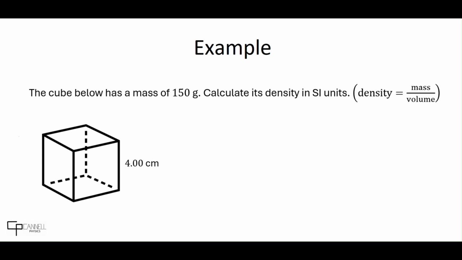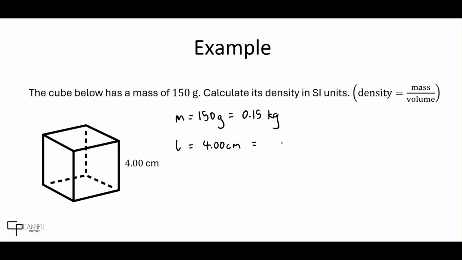Let's do an example. Here we are asked to calculate the density of this cube, which has a side length of 4 centimeters and a mass of 150 grams. But the units for density must be in SI units. So let's start by converting the mass into kilograms. So 150 grams, if we want kilograms, we divide by 10 to the power of 3. So that's 0.15 kilograms. And the side length is 4 centimeters.